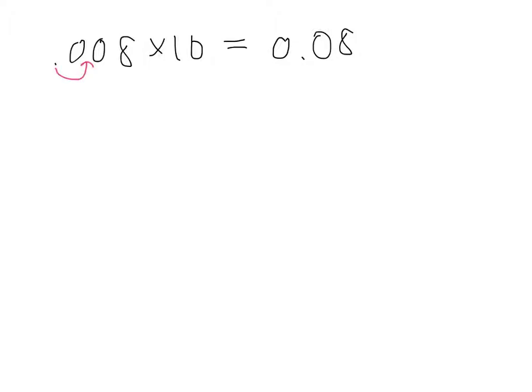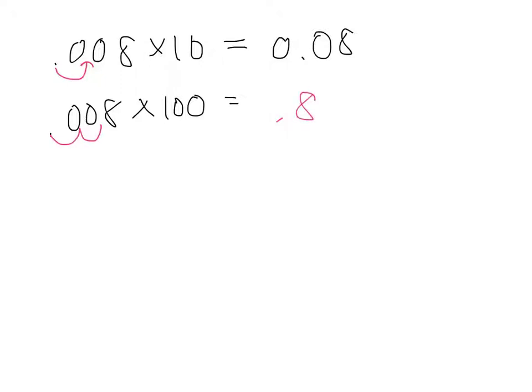So if I have a number like 0.008 and I multiply it by 10, my answer is 0.08, right? So basically what I've done is I've taken this decimal and I moved it over one place value. Because each place value is a what? Power of 10, right? So then if I have 0.008 times 100, it moves over 1, 2, and my answer is 0.8.